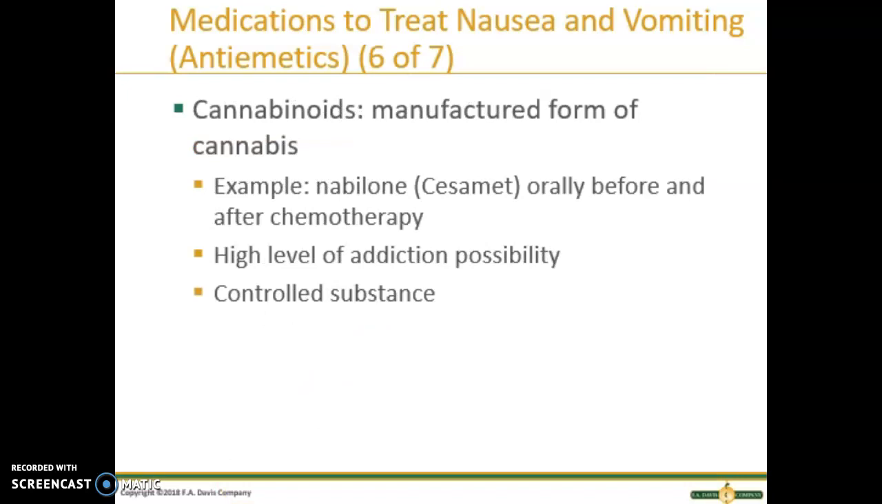Cannabinoids are a manufactured form of cannabis. An example of this would be nabilone, and this is given orally before and after chemotherapy. There is a high level of addiction possibility here, therefore it is considered a controlled substance. And as we know, marijuana is an herbal form of cannabis, and medical marijuana is legal in many states as well as legal in the state of California.